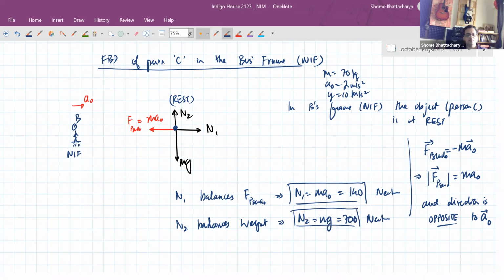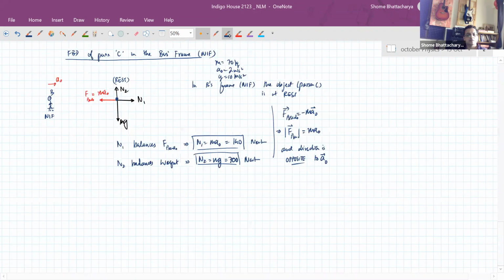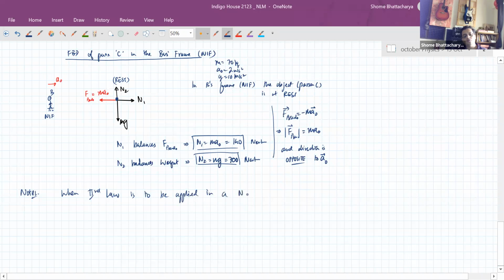Okay, so this is the whole idea, that if we have to apply Newton's second law in a non-inertial frame, then pseudo force must be included in the free body diagram. That is the important thing. Okay.